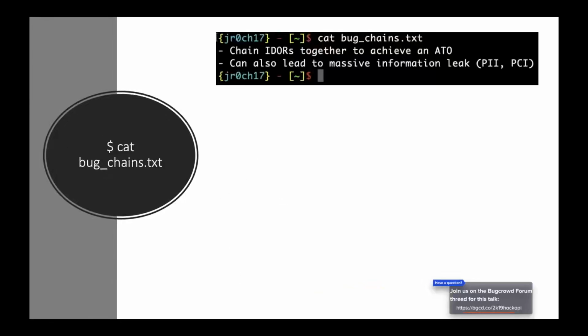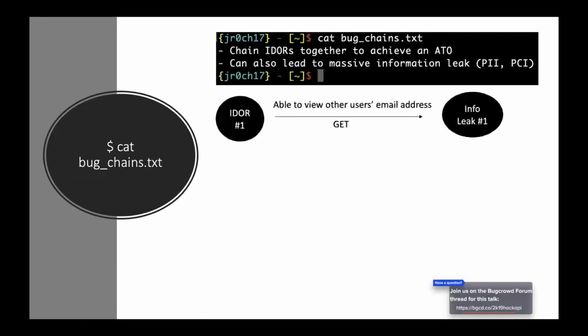And last but not least, sometimes you find, let's say, 3 or 4 IDORs that are all P3s, but if you combine all of them together, you'll get a P1 and, let's say, triple or quadruple the bounty. So this was a case from a few months ago where I chained IDORs to achieve an account takeover. And at the same time, it leaks PII and sometimes PCI.